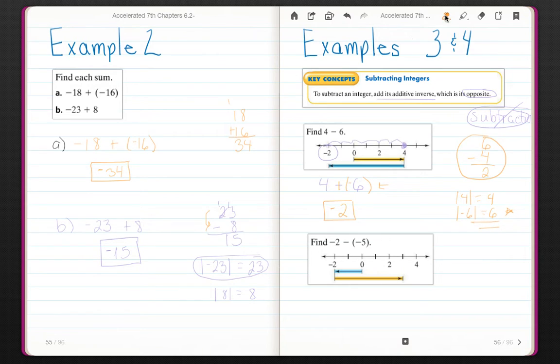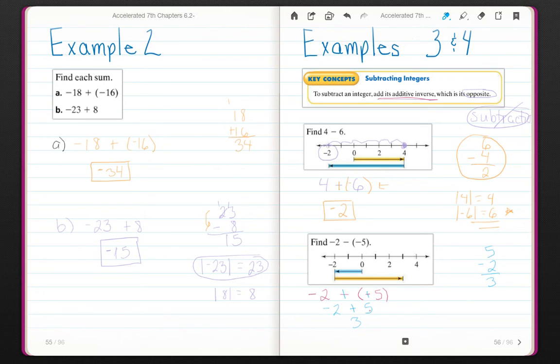So let's look at the second part, example 4, I guess. So -2 minus -5. Again, I want to add its additive inverse. So instead of subtracting, I'm going to change this to addition. The opposite of negative 5 is positive 5. So now I have negative 2 plus 5. So again, 5 minus 2 is 3.